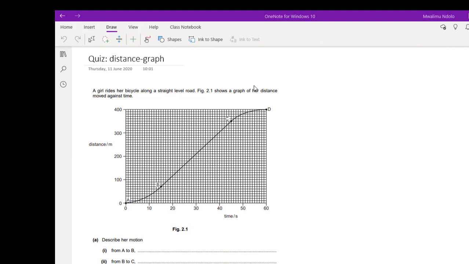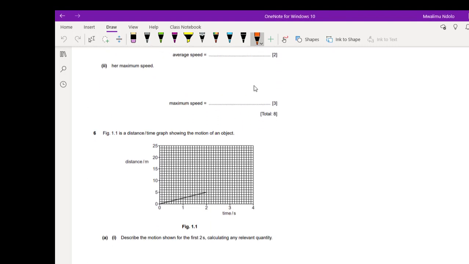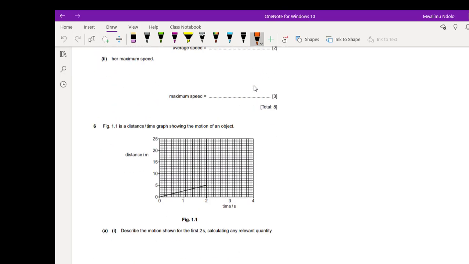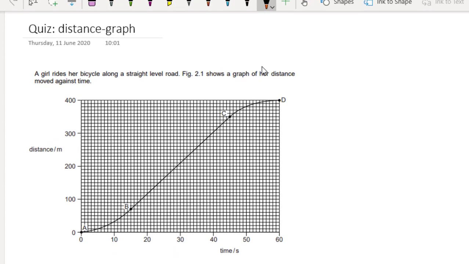Hello guys, I want to show you how to answer a few questions that involve distance-time graphs. With me here, I have three questions that I got from a past paper. So let's start with number one.